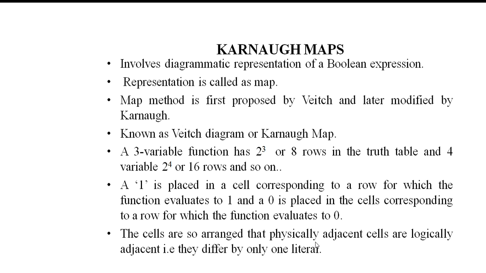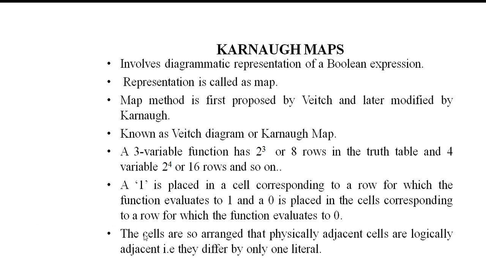Okay. What does each cell represent? The output of the truth table. Now look at the next point. See, 1 is placed in a cell corresponding to the row for which the function evaluates to 1. That means how to fill up the cells of the Karnaugh map. The 1 you are going to write in the Karnaugh map is for the cell corresponding to the row at the truth table. Similarly, 0 you will write where the function evaluates to 0 at the truth table.